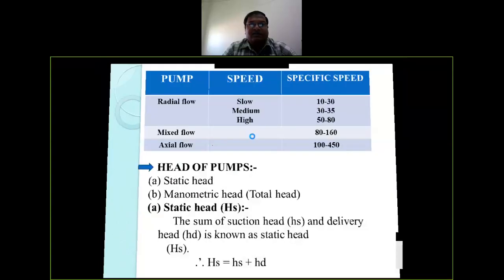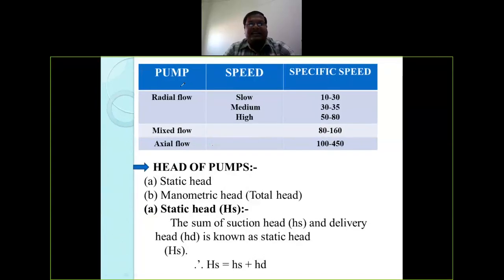You can see here some values are given. If your pump is radial flow and speed is slow, specific speed generally lies in the range of 10 to 30. If your pump has medium speed, then specific speed range lies 30 to 35. If your pump speed is high and it is a radial flow pump, then specific speed lies 50 to 80. Then suppose your mixed flow pump is there, specific speed lies 80 to 160, and if your pump is axial flow, specific speed lies 100 to 450. Okay, so these values you just have to remember.